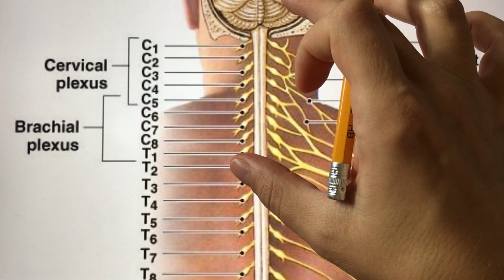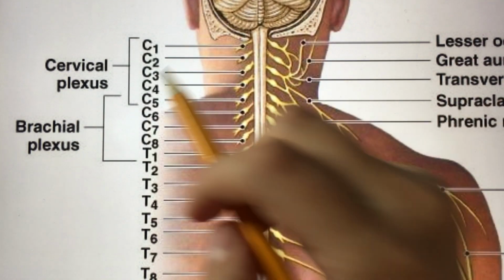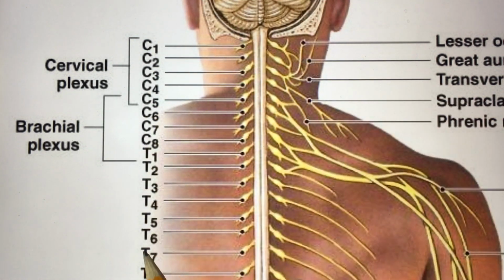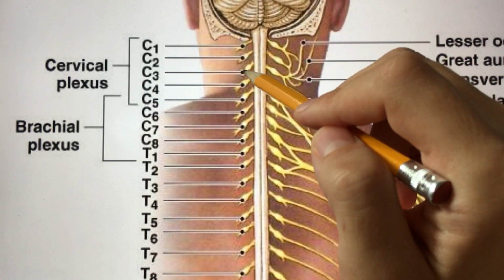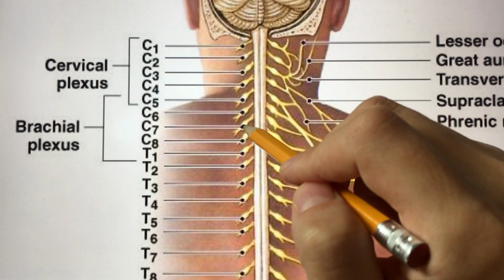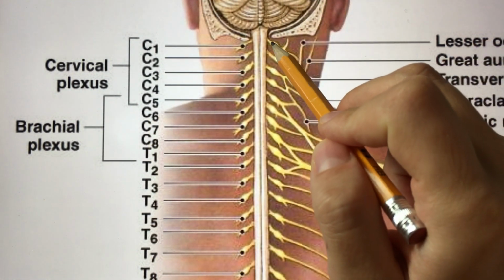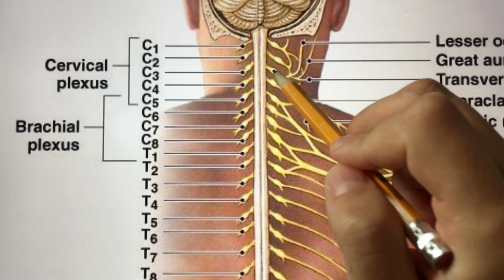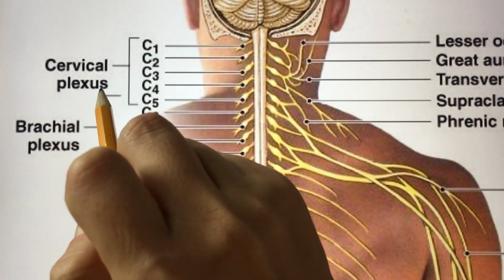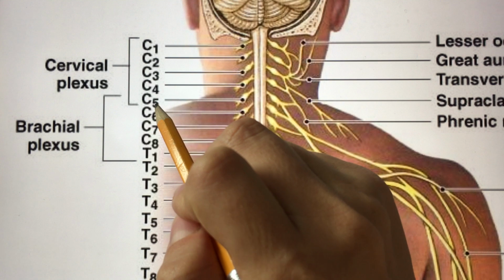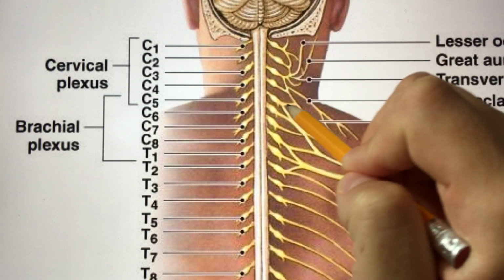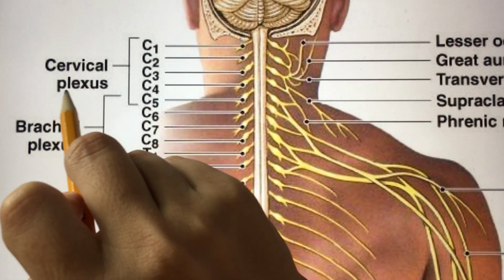The spinal nerves are named just like the vertebra. They are given names C1, C2, C3, C4, C5, C6, C7, and C8 in a cervical region. 1, 2, 3, 4, 5, 6, 7, 8 cervical nerves. The cervical nerves will form these networks, connections with each other. These networks of nerves are called plexuses. The first 5 cervical nerves form this network right here called cervical plexus.